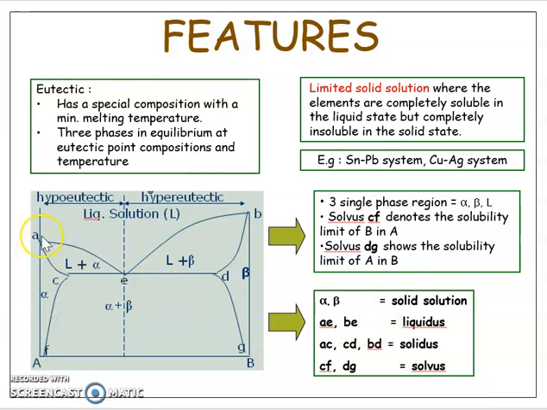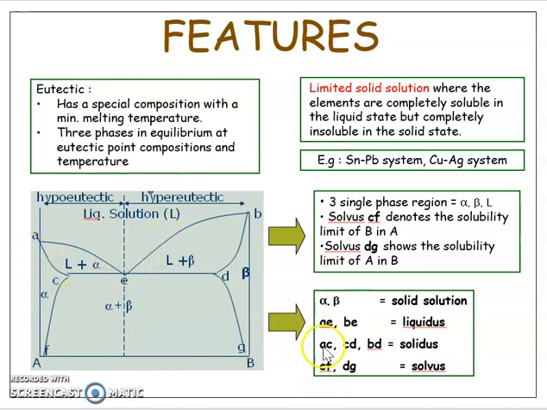So AE and BE. What is this line? As I said before, this is the liquidus line, where up to this point, and up to this point, the liquid is present, but below this point there is another component, which is liquid plus alpha and liquid plus beta. So up to this point only liquid is present, so we call it the liquidus line.